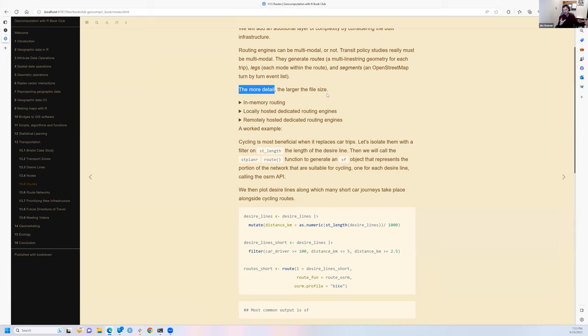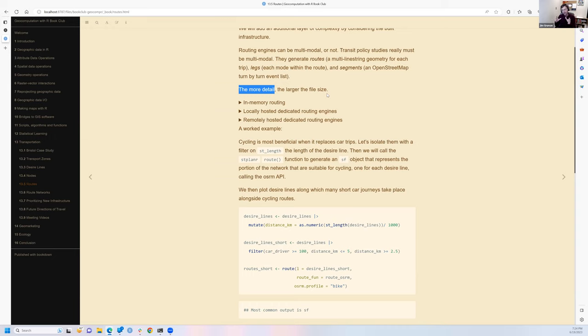The authors break the approaches up into three kind of systems for routing based on, you know, what you've got available for computing tools. The first one is in-memory routing. So in your R session on your PC, there's a certain amount of work you can do with mapping routes and the capacity on routes.